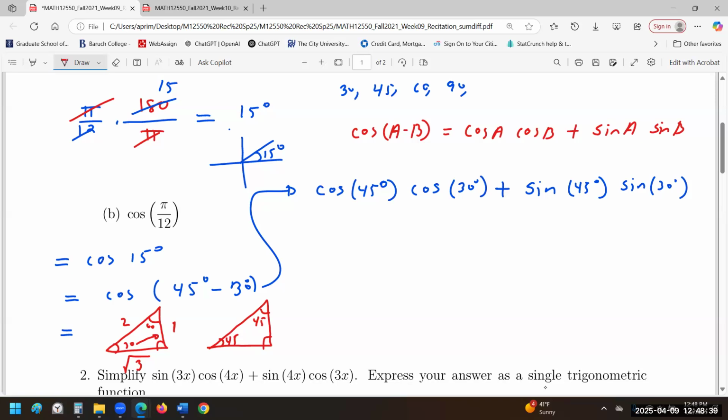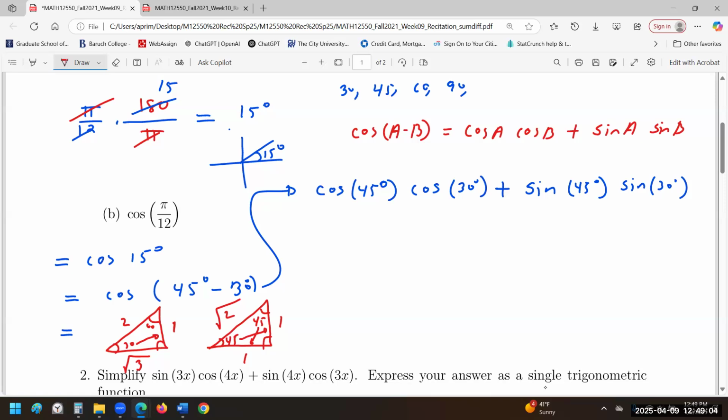What is the opposite length of the 45 degrees? No, the opposite of 45 degrees is 1. And the hypotenuse is 1 plus 1, 2. And then you take the square root. So you don't have to memorize anything, just to understand. So from here, we can find out all of these angles.